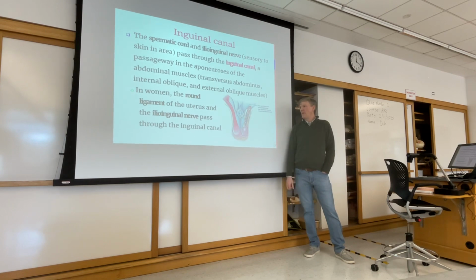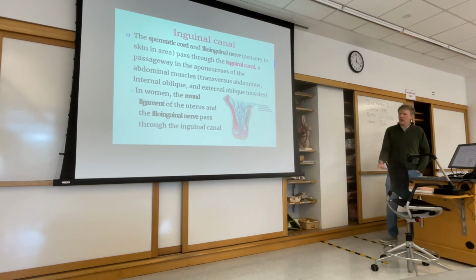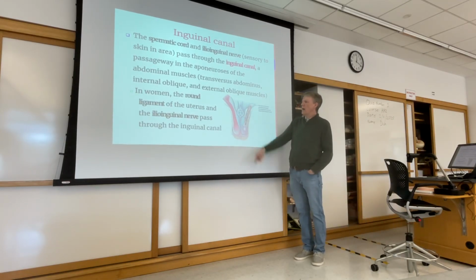All right. Women also have an inguinal canal. They don't have a spermatic cord, but instead they've got something called the round ligament that travels through there. Okay.